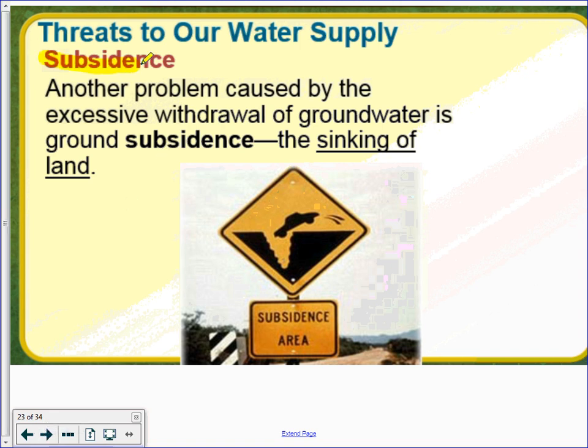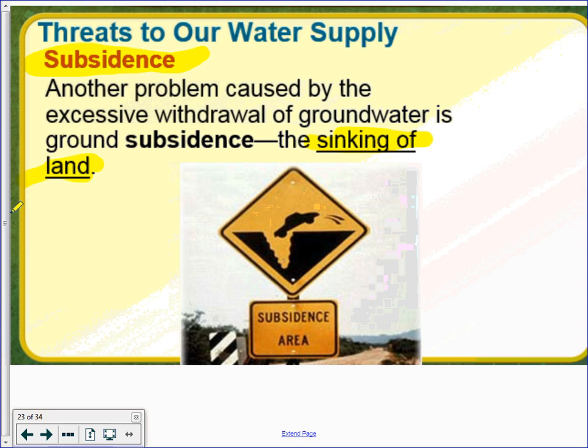Subsidence is something that happens by either nature or people taking out too much water. This is when you have a sinking of land. This is how sinkholes are caused in Florida all the time. Florida has a really high water table, just a couple feet below the ground.